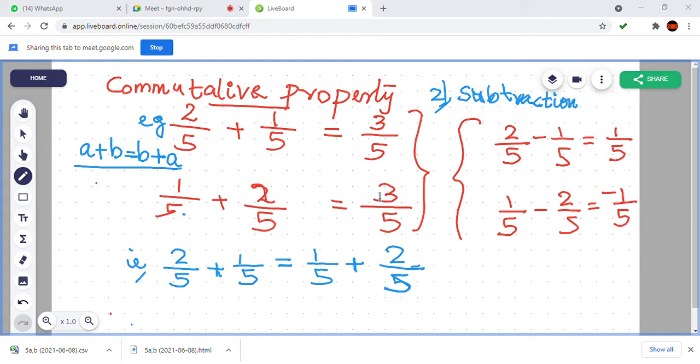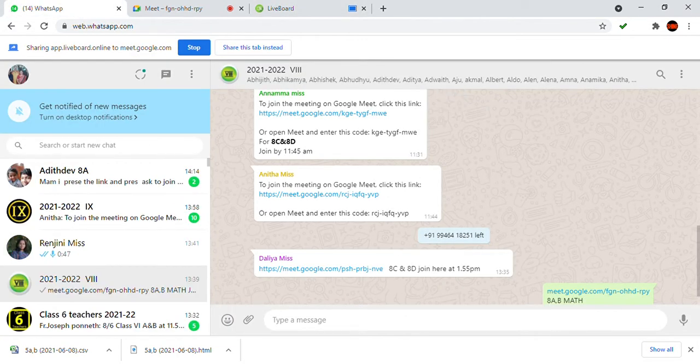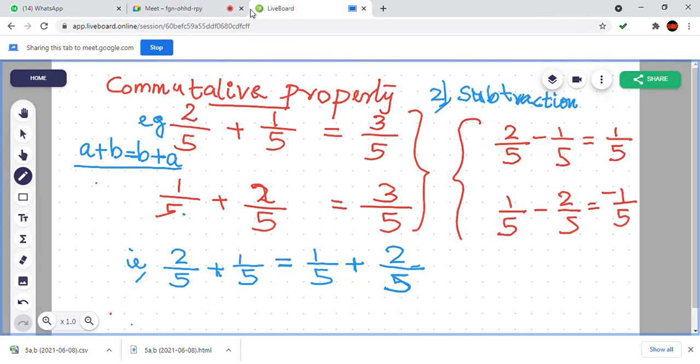Okay, subtraction is not commutative for rational numbers. After that you can write this example. Okay, 2 by 5 minus 1 by 5, that is 1 by 5. And below you write 1 by 5 minus 2 by 5, that is equal to negative 1 by 5.